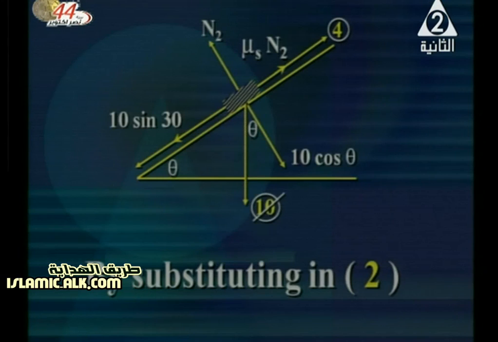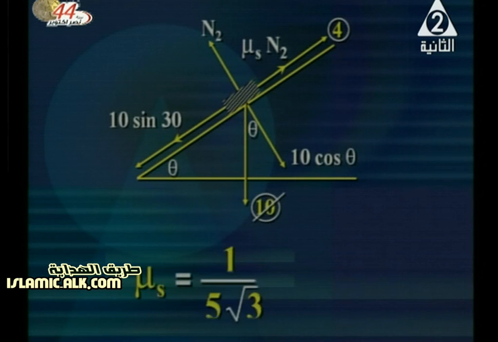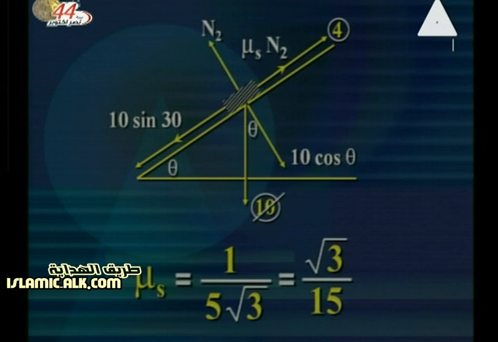This is an important example. Dear student, look at another example. After we have theta equals 30, by substitution in equation 2, we find mu s, the coefficient of friction, equals 1 over 5 root 3. Multiplying root 3 up and down, the coefficient of friction equals root 3 over 15.